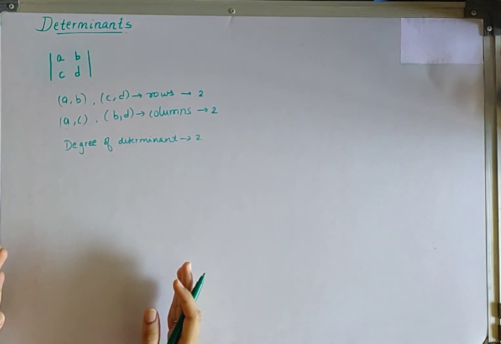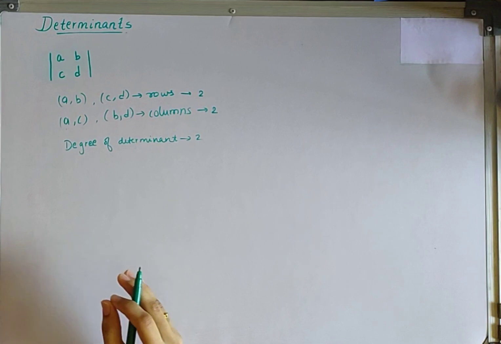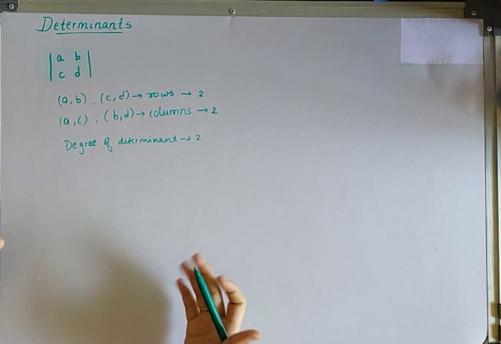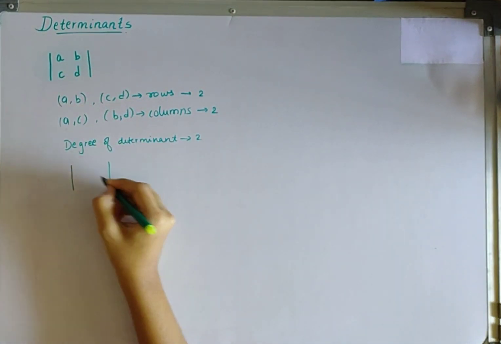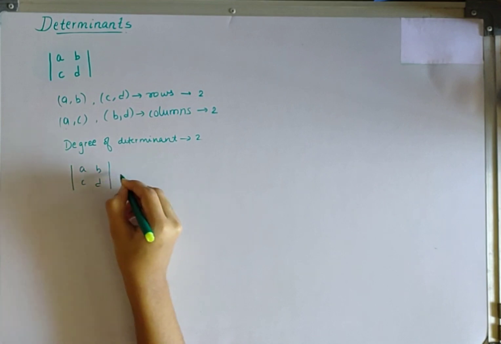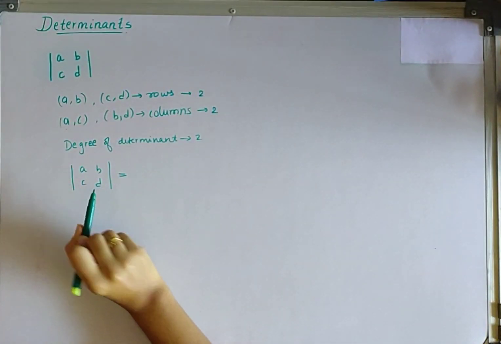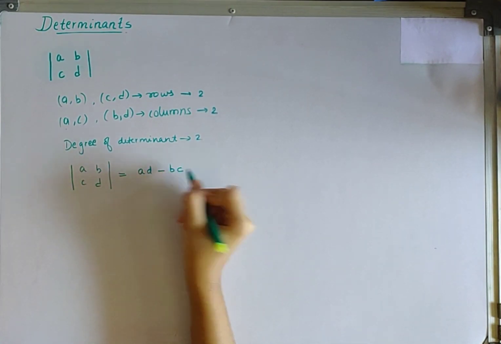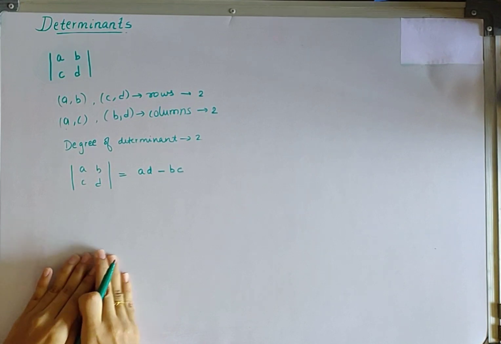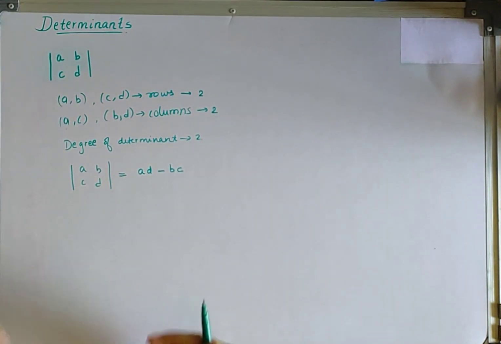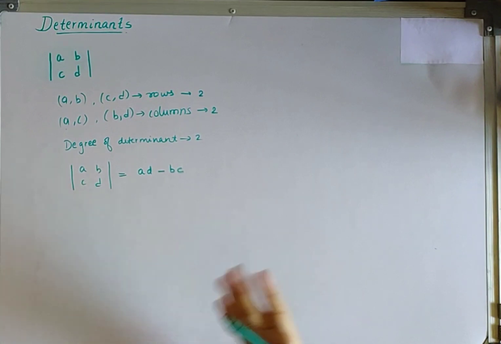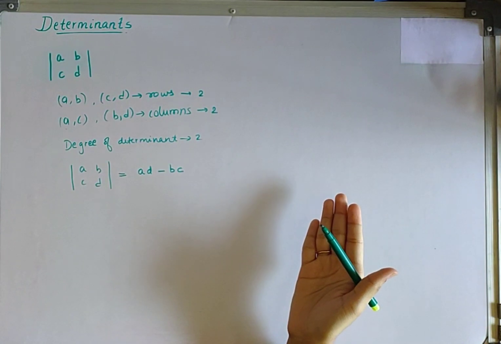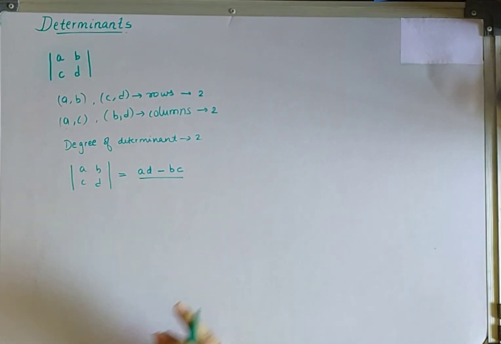Now what does this determinant represent? This determinant is nothing but a single number. Now you will say how? Because the way to solve this determinant is, I'll just show you that. This is nothing but A into D minus B into C. Now you need to learn this very well, because the sums you're going to solve in the exercises are going to require this formula very frequently.